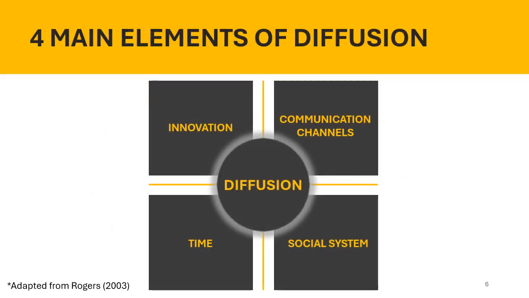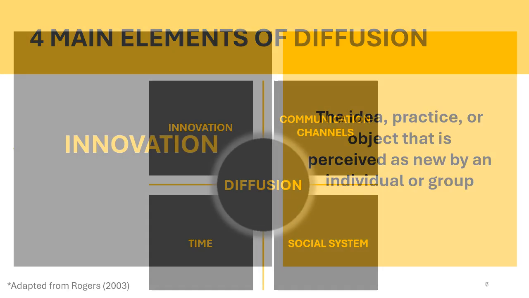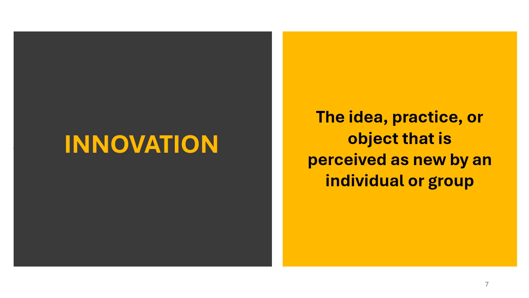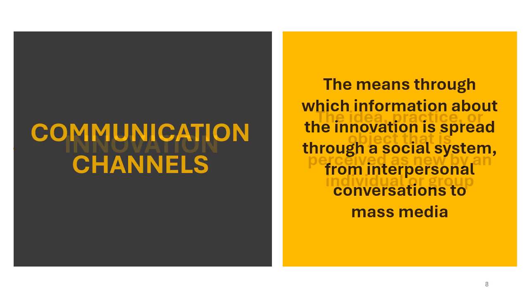There are four main elements of diffusion. Firstly, we have the innovation. Second, the communication channels, time, and the social system. The innovation is the idea, the practice, or the object that is perceived as new by an individual or group. The communication channels are the means through which information about the innovation is spread through the social system.